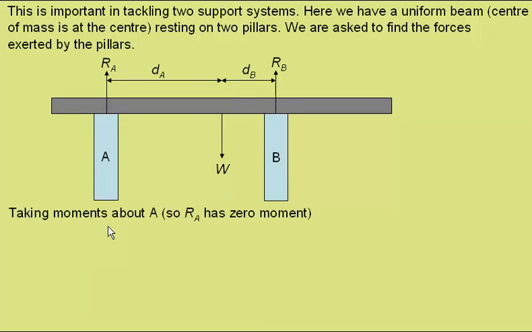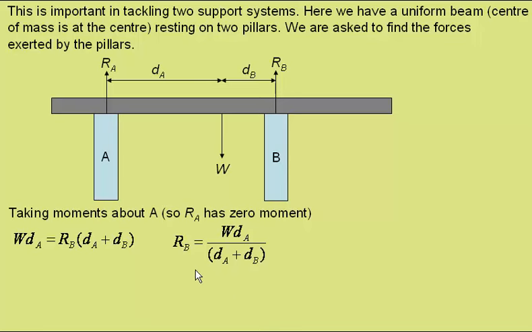What we can do now is take moments about A, about this point. This means that RA has 0 moment, as it is 0 distance from the pivot. So now, weight multiplied by distance dA, the clockwise moment provided by the weight of the beam, is equal to RB, reaction force B, multiplied by its distance from the pivot, dA plus dB. That's this force here, RB, multiplied by this distance. We can now write that RB, reaction force B, is equal to this expression.